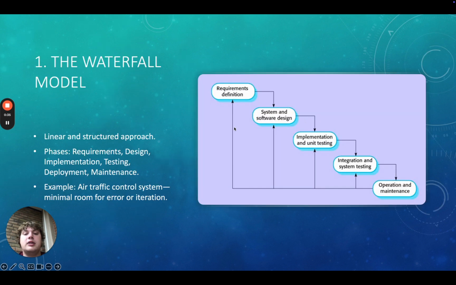The waterfall model is a linear and structured approach to software development. It's ideal for projects with clearly defined objectives and minimal changes. Each phase flows into the next, making it highly predictable.